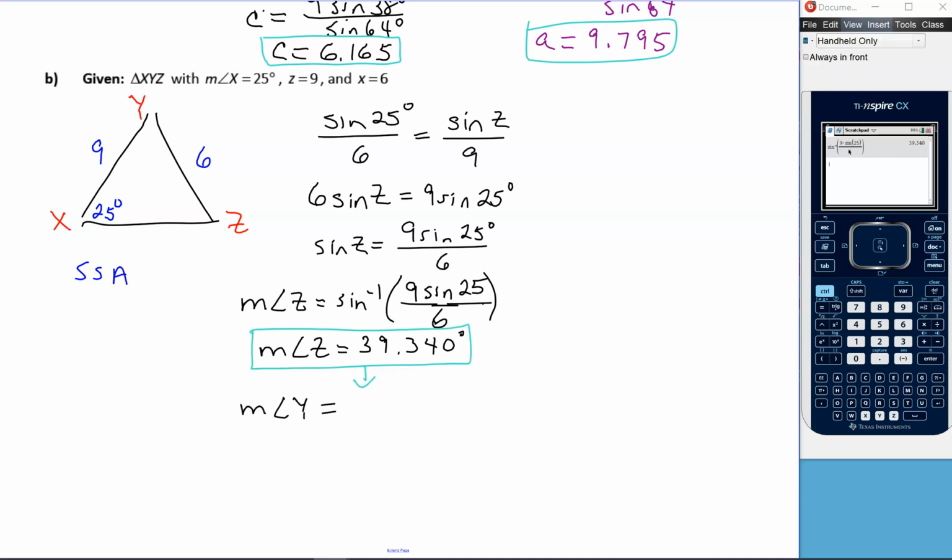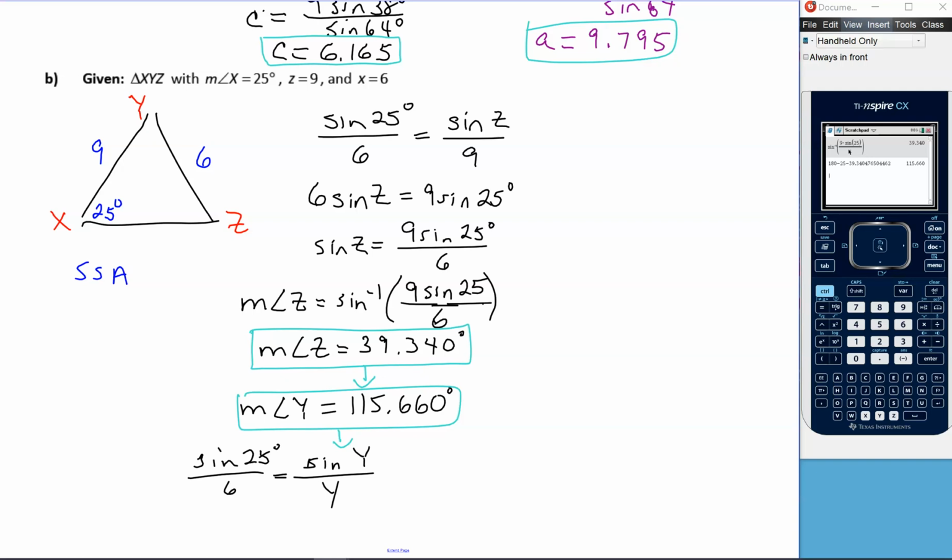Remember that we want to do easy calculations first, and now that we have two angles, the third angle is easy to find. I just entered into my calculator 180 minus 25 minus, and I use the answer feature so that we don't wind up with a rounding error. And the third angle is 115.660. Now that we have angle Y, we can use the law of sines to find side y.